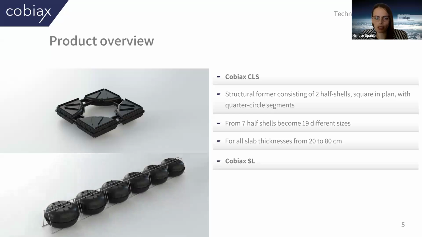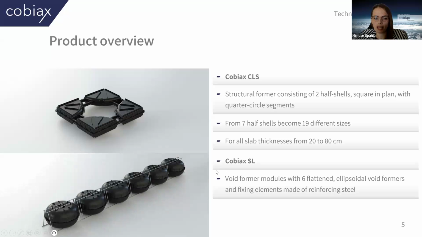Also, we have another product that is called Cobiax SL. As you are seeing in the photo, one module of the Cobiax SL consists of 6 void formers and fixing elements. Cobiax SL is more limited. You can use Cobiax SL for slab thicknesses from 22 to 40 centimeters.